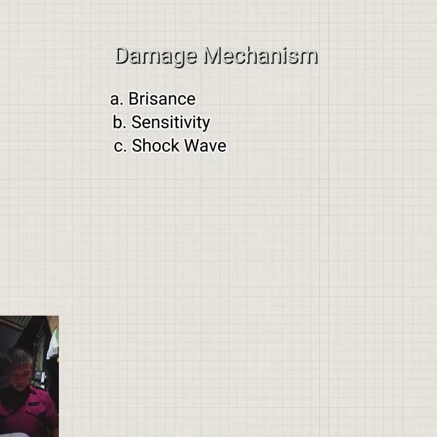Next of damage mechanism is sensitivity. Sensitivity is the effort required to initiate explosive decomposition. The lesser the effort required, the more sensitive is the explosion.